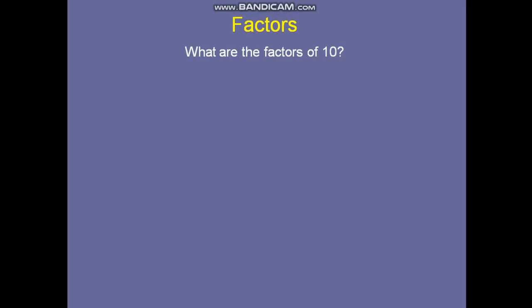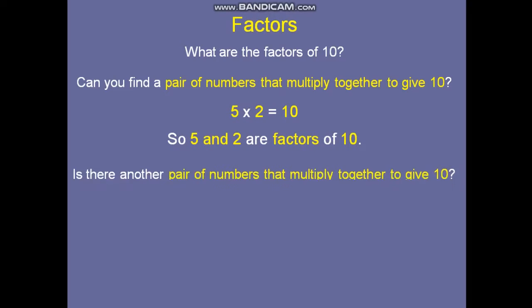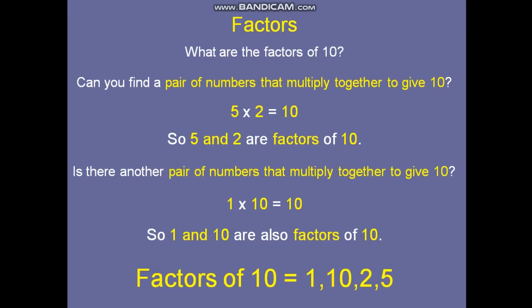Now, what are the factors of 10? Can you find a pair of numbers that multiply together to give 10? For example, 5 multiplied by 2 is 10, so 5 and 2 are the factors of 10. Is there any other pair of numbers that multiply together to give 10? Yes, of course: 1 by 10. So 1 and 10 are the factors of 10. The factors of 10 are 1, 10, 2, 5. That's it. It's too easy to get factors. It isn't something students should make a mistake on in exams.